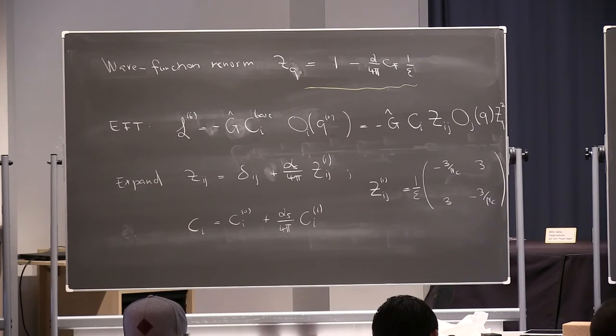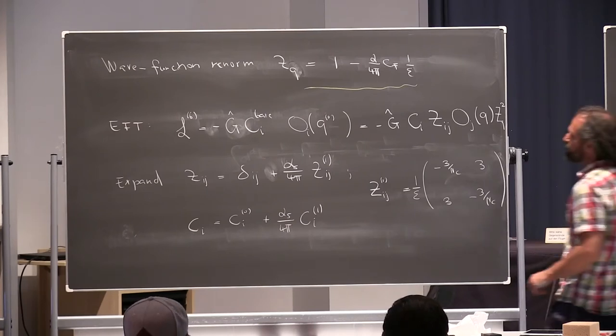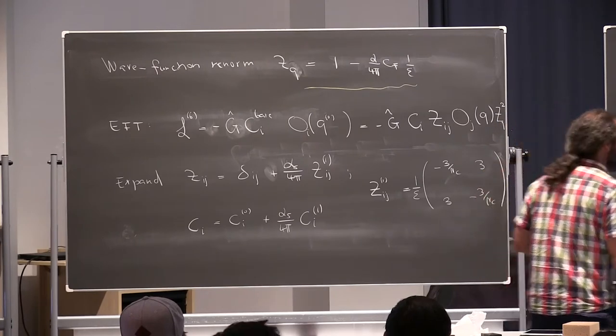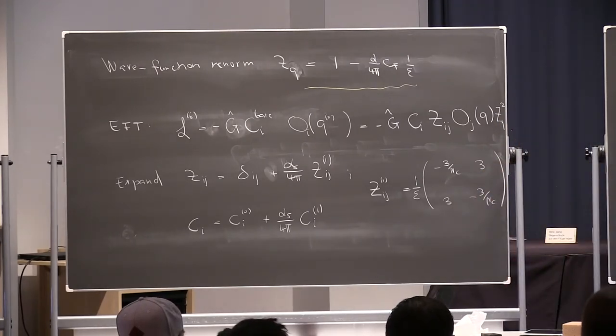And then if you go to order alpha_s, you get two contributions. One contribution comes from the tree level Wilson coefficient times this one loop correction we computed here. And then there's a second correction, which is the one loop correction to the Z factor times tree level matrix elements. And you see that the divergence structure here is, if you start with 1, you have this 3 over N_c times C_0,1, so this 1,1 component is therefore minus 3 over N_c, so that it kills this divergence, and the other thing is plus 3, so that it kills the minus 3 divergence here. And so this matrix indeed, once you plug it in and expand, will cure these divergences.